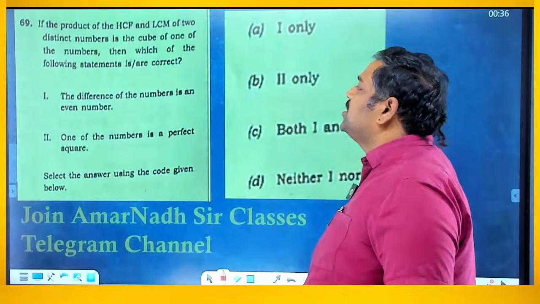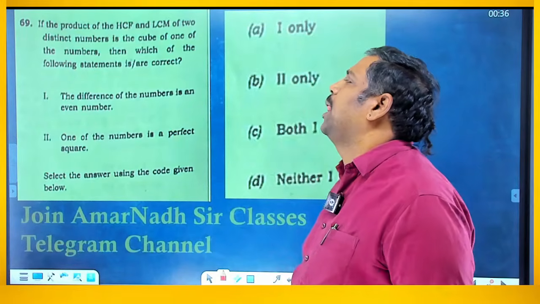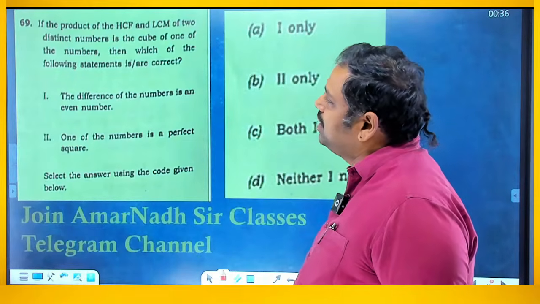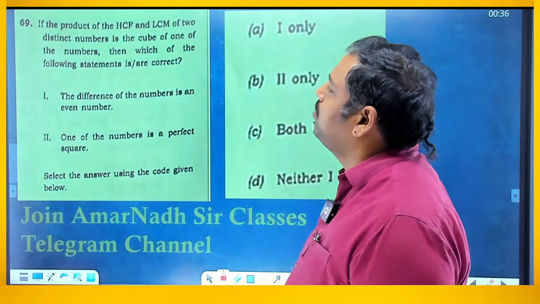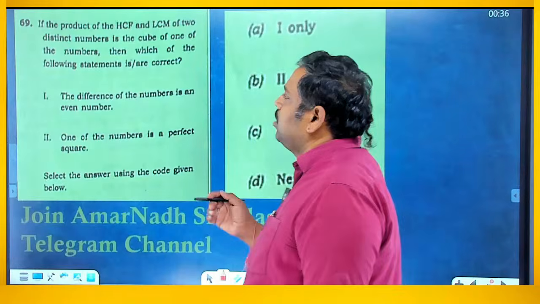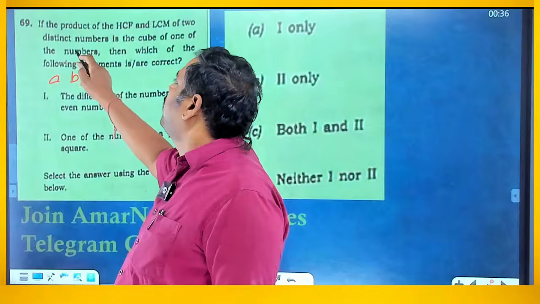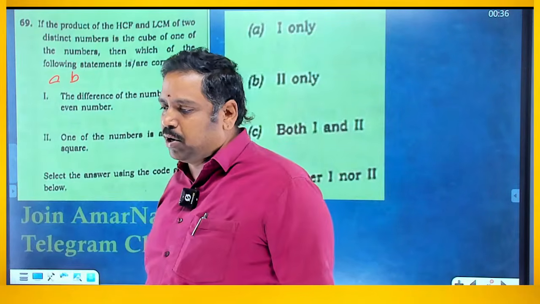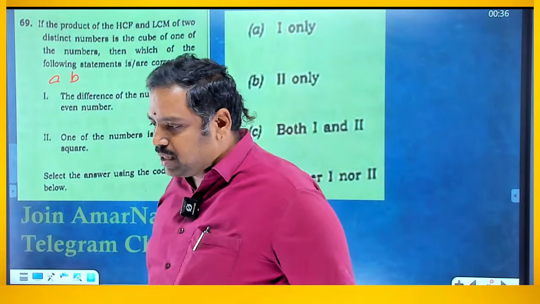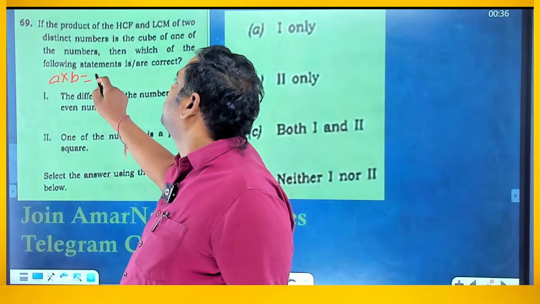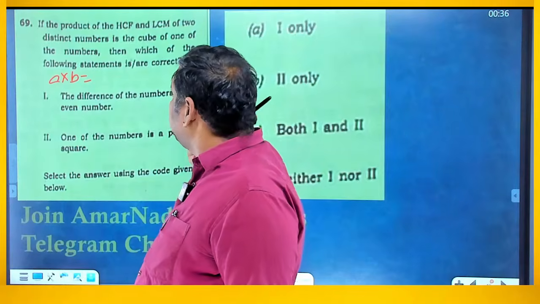This is another beautiful question. If the product of the HCF and LCM of two distinct numbers is the cube of one of the numbers, one number is A, the other number is B. As we know, for two numbers, LCM into HCF is nothing but the product of the numbers, so A into B is the product of the numbers.